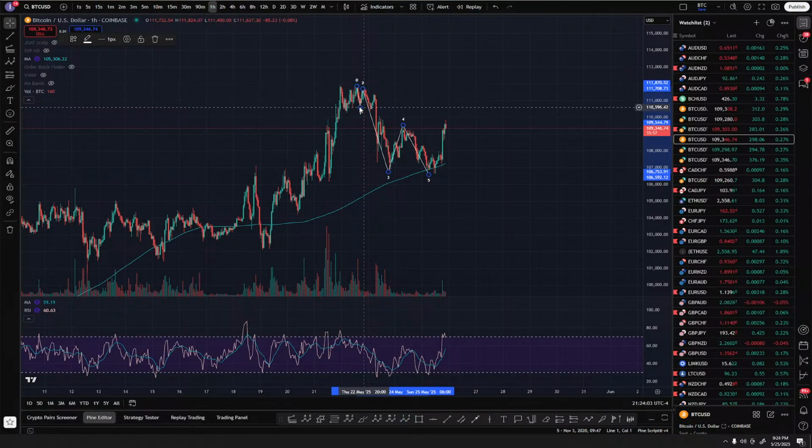Wave 4 does not encroach into the area of wave 1, so all the rules are validated and held up for Bitcoin.